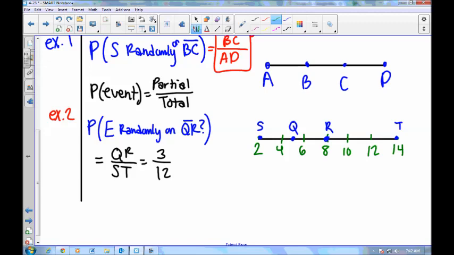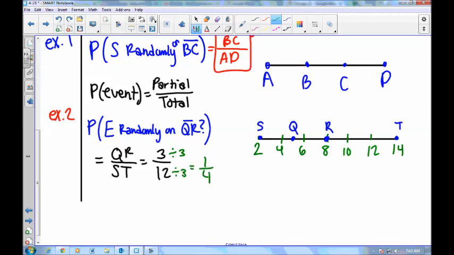What number divides into 3 and 12? Not quite. What number can we divide into 12 that also divides into 3? There you go. 3. Divide by 3, divide by 3, and so we get 1/4.